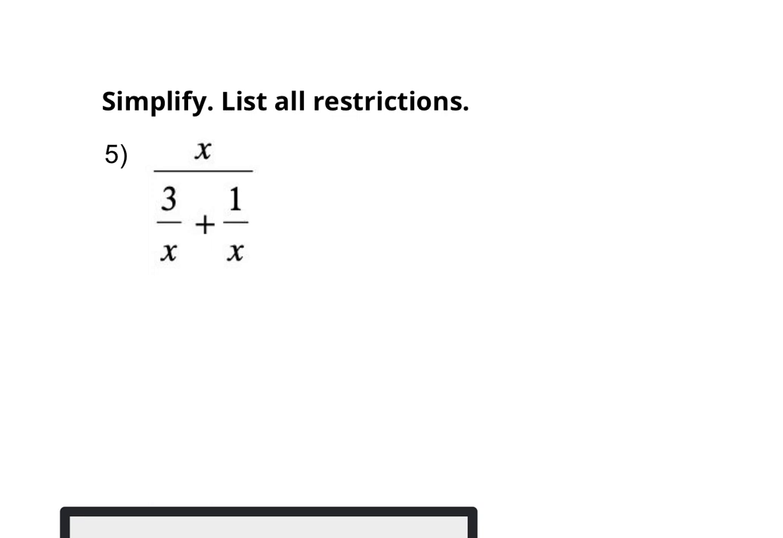So we have x over 3 over x plus 1 over x. So we are introducing a letter. That means we will have restrictions, okay? But we're starting small, okay? The denominator, that we do have to simplify first, but the bottoms, the x, are both x, right? So we can add those guys together. 3 plus 1 gives us 4 over x.